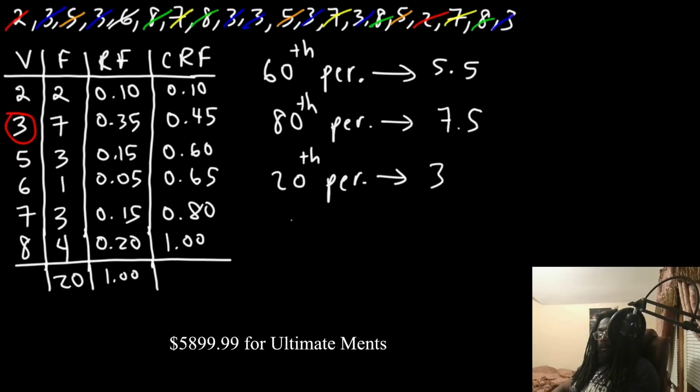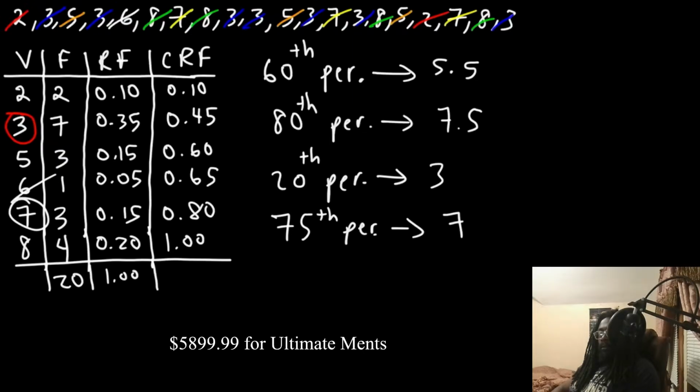So let's say we want to determine the 75th percentile. The 75th percentile is between 0.65 and 0.8. So because it's more than 0.65, we're not going to have the value 6. We're going to get 7. So that's going to be the 75th percentile.